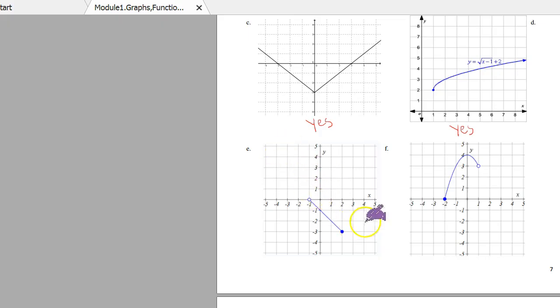On these last two, they look kind of unique. They're segmented parts of a graph, but the line test still applies. I checked to see if it would touch anywhere twice. Doesn't look like it would ever touch a vertical line twice, so yes, this is a function. Same thing here, I check using my vertical line test. I don't see anywhere that it would touch twice. Yes, this is a function.